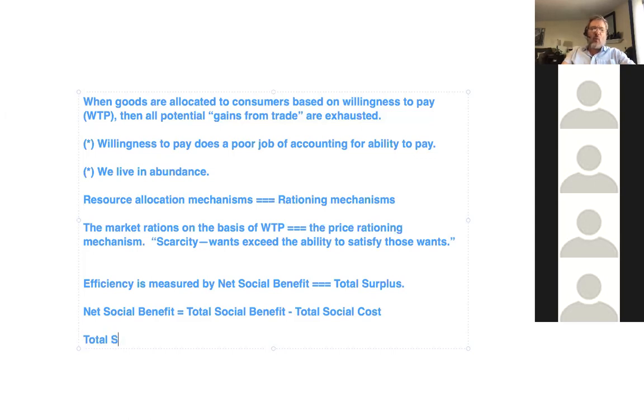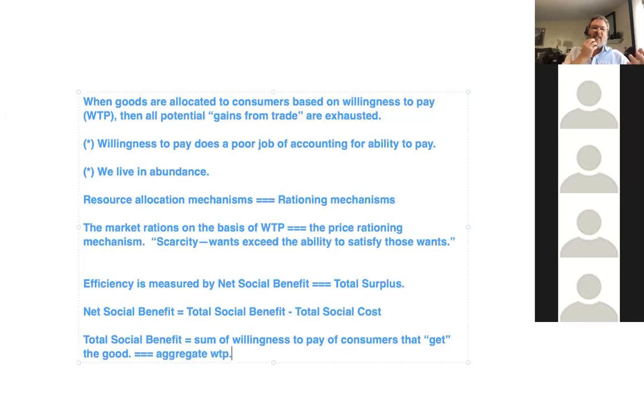controversy part is when we talk about total social benefit. And the total social benefit is just the sum of the willingness to pay of consumers that get the good. Okay. And there's another way to say it that's a little bit more sophisticated. You could just say, and I'll put this as being equivalent, the aggregate willingness to pay.